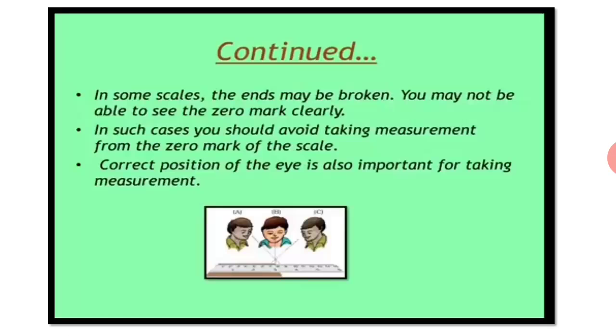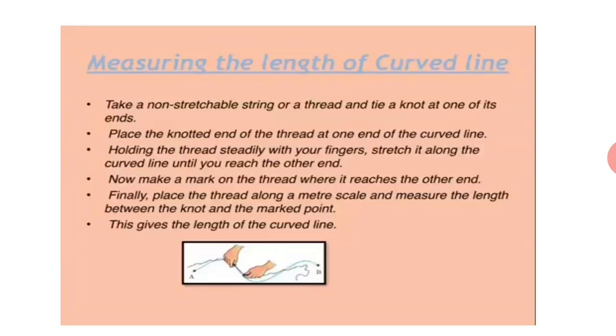Another very important factor is the correct position of the eye for making measurement. Your eye must be exactly in front of the point where the measurement is to be taken. Which means if you see, position B is the most correct position. You should not be at position A or position C. The reading may differ in that case. So these are the things you have to take care of while taking an exact measurement.